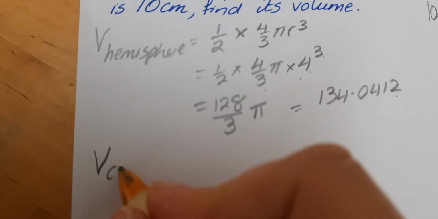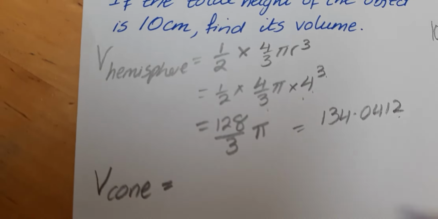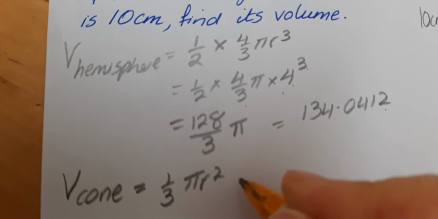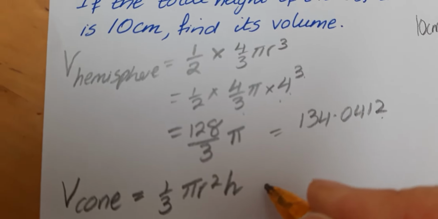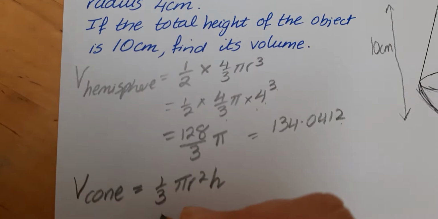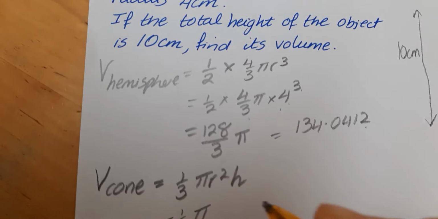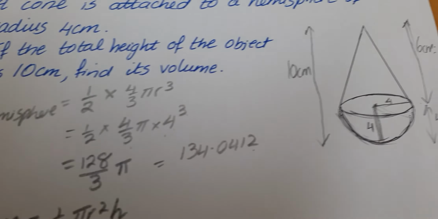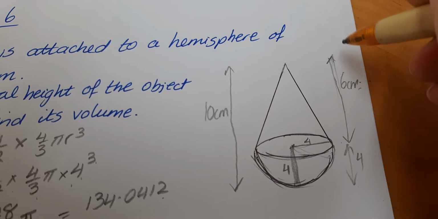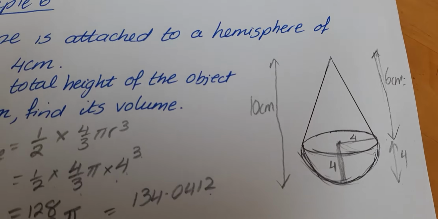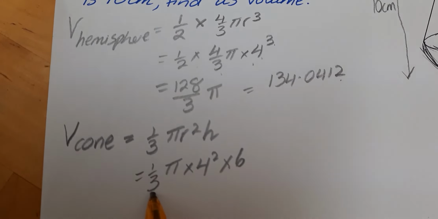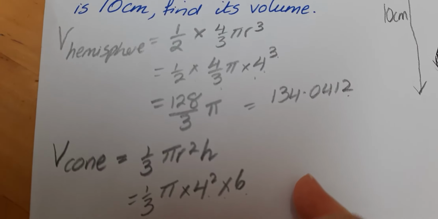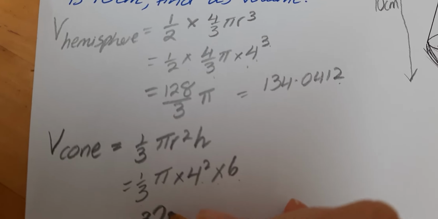I'm trying to find now the volume of the cone. The volume of any cone is 1/3 base area pi r squared times height, which is 1/3 pi. We said already the radius is 4, times 4 squared, times the height, which we already found out is 6. In my calculator, I will put 1/3 times 4 squared times 6, and I will end up with 32. So that's 32, and don't forget the pi.